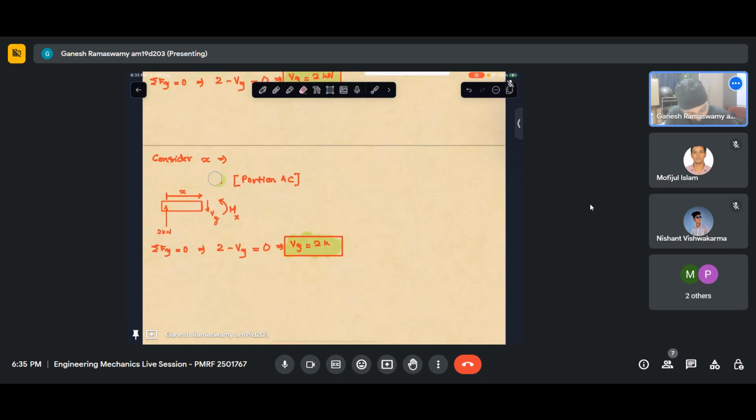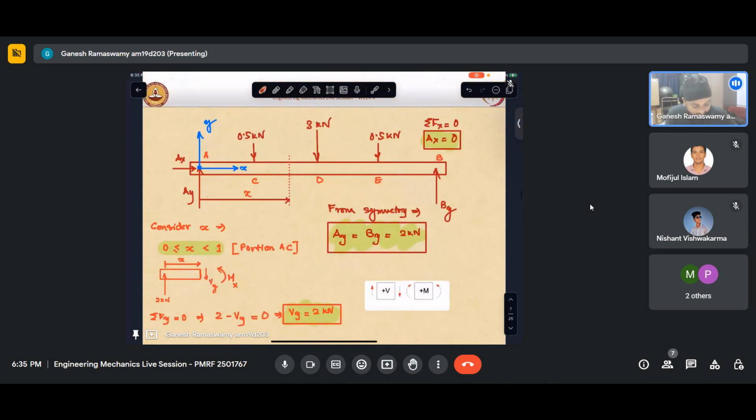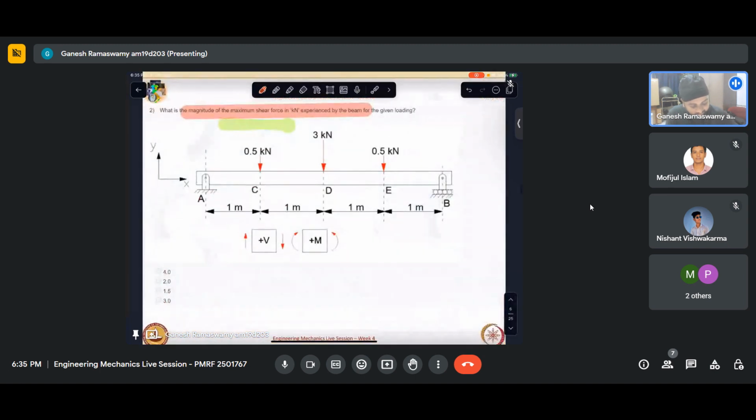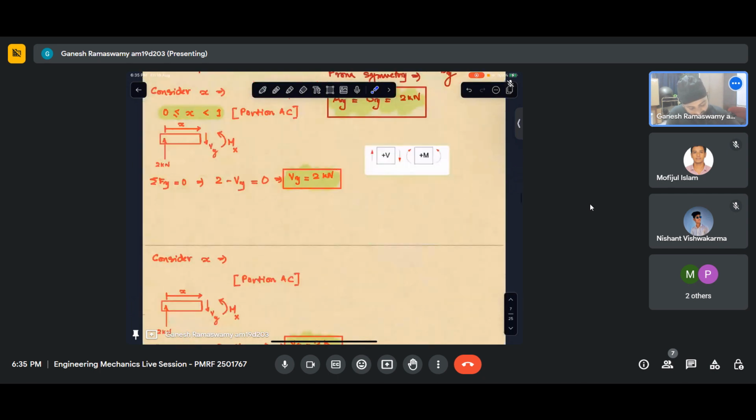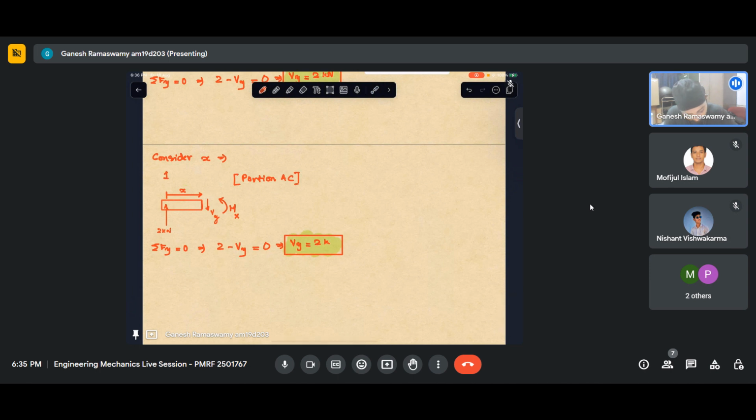Now let me take x to be varying from 0 to... I want it in this section. Sorry, I want it in this section. So my x has to vary from this point to this point, right? X is varying from 1 to 2. X equal to 1 is my starting point. X equal to 2 is my ending point. 1 less than x less than 2. This is portion CD.